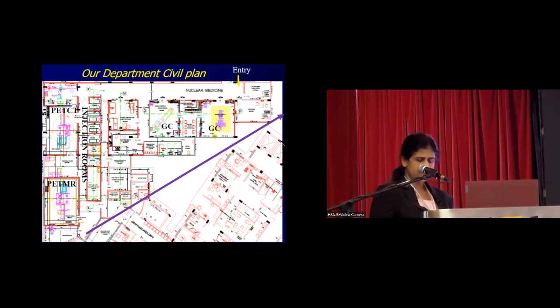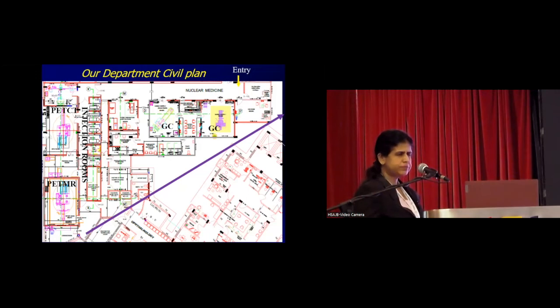So just to understand the department layout in our hospital. Low dose area to a higher dose area. So we have the gamma cameras, the patient preparation areas, the PET-CT and the PET-MR, and these are the injection rooms all in one place. And these are the consoles where the reporting is done.